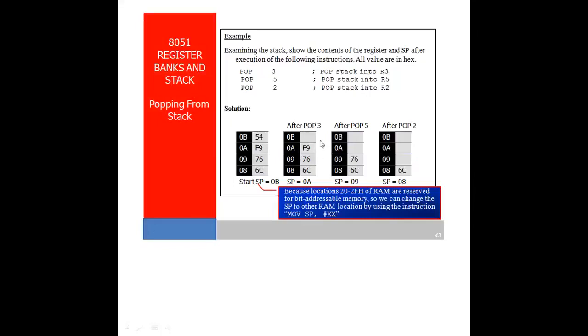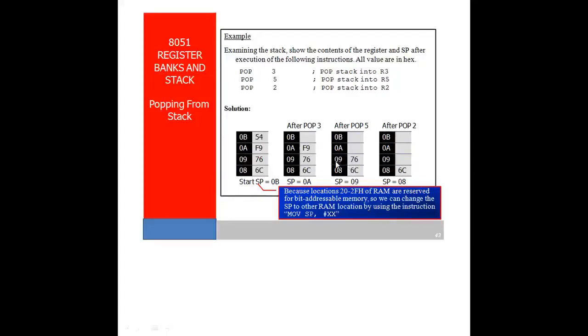So after pop 3, the next location below 0B is 0A, so the stack pointer will be decremented by 1. Now it is indicating the next location, which is loaded with the value F9. So whenever the pop 5 instruction is executed, the F9 value will be loaded in the register R5, because the instruction itself specifies that the data will be retrieved. Whatever data is stored inside the stack will be loaded inside the register R5. Okay.